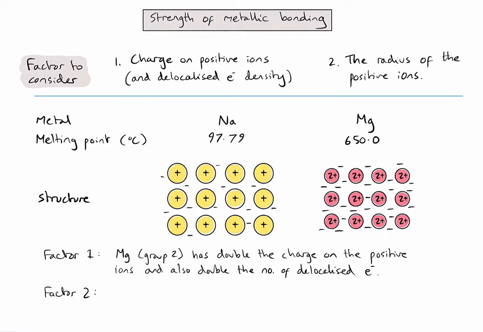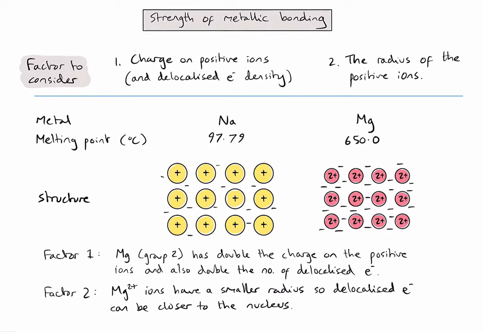In terms of factor 2, we also noted that magnesium ions have a smaller ionic radius compared to sodium ions. And this means that those delocalized electrons can actually get closer to the nuclei in the magnesium ions and again feel a greater force of electrostatic attraction. So in this example, both factors are leading to greater electrostatic attraction in the magnesium metal compared to the sodium metal, and this is why it has such a higher melting point.